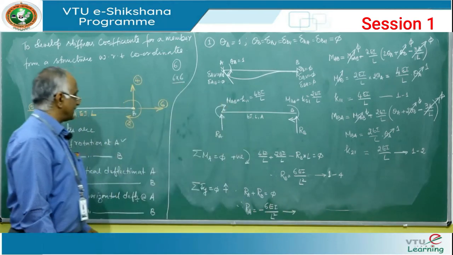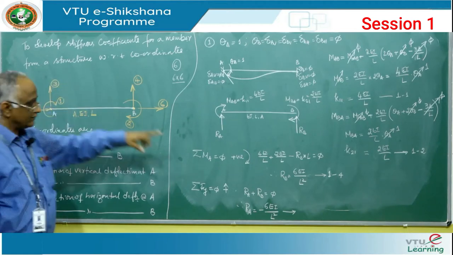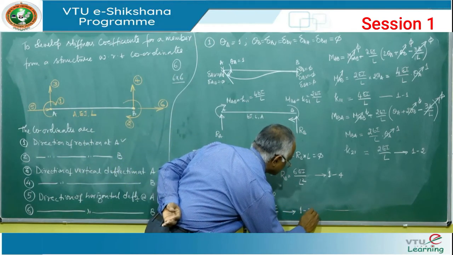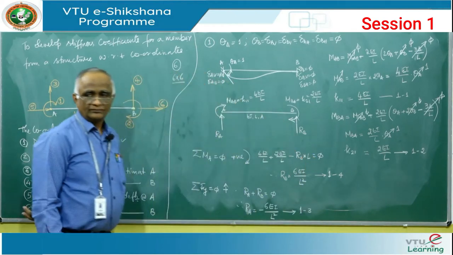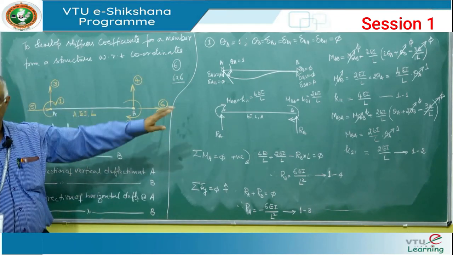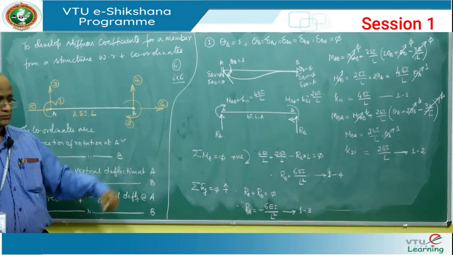What is the direction of RA here? That is the coordinate direction. So, it is assumed upward as a positive one. The value I am getting is negative. So, it is 1-3. I got 1-2, 1-3, and 1-4. Two moments and two forces.